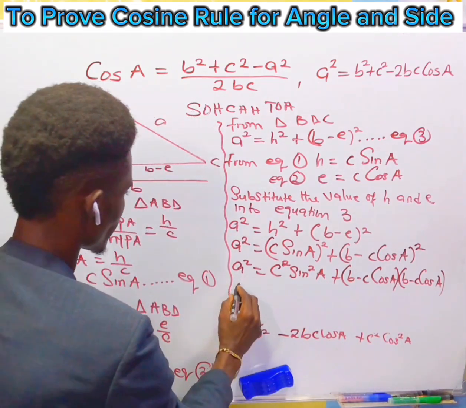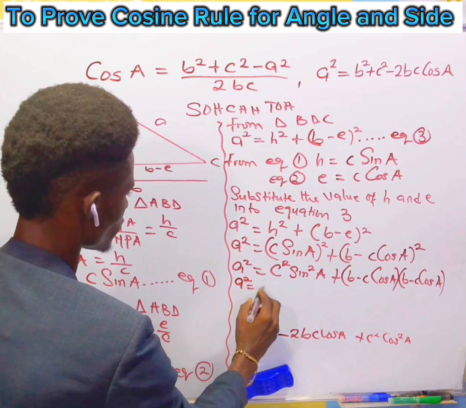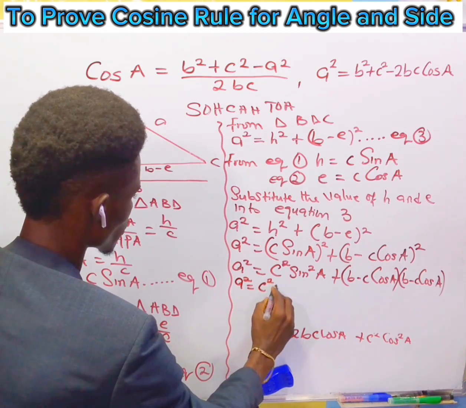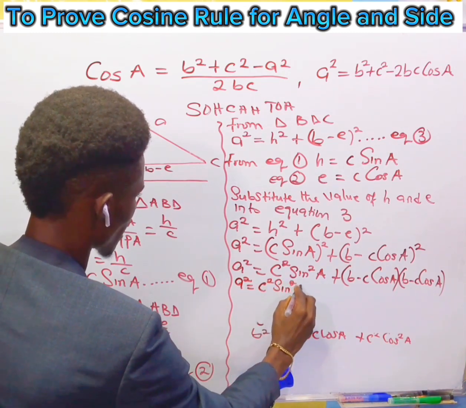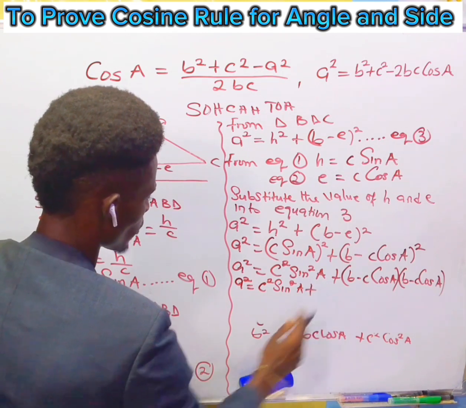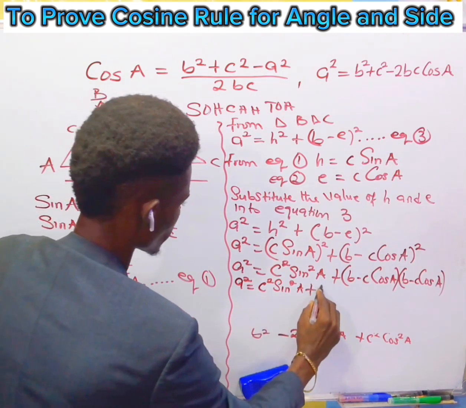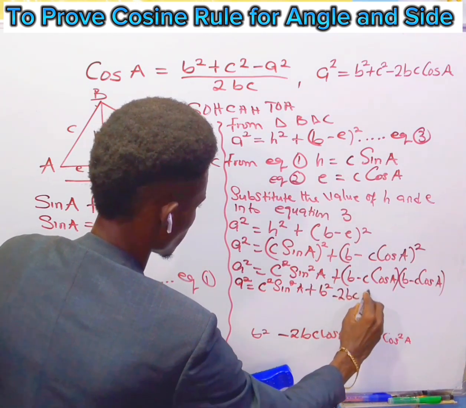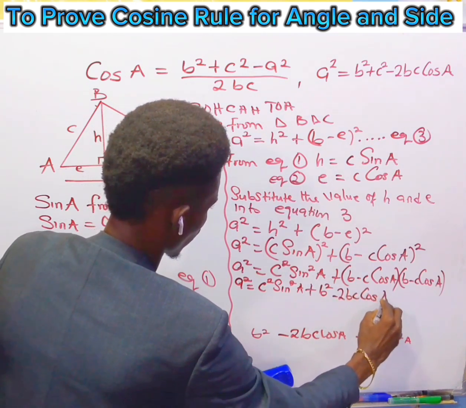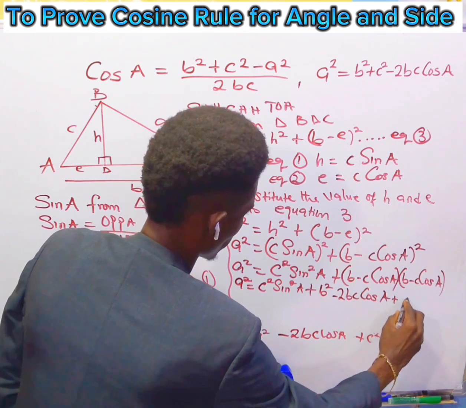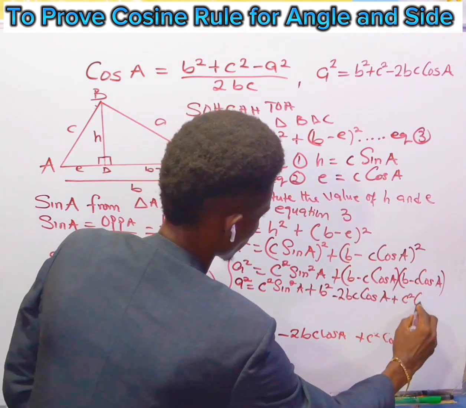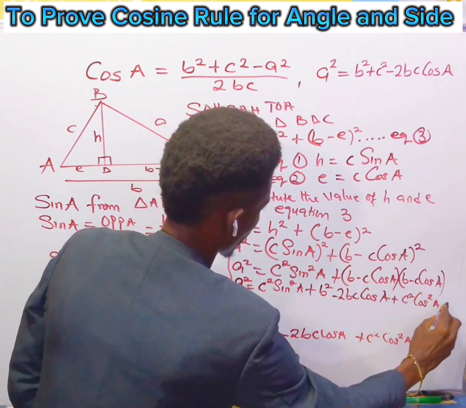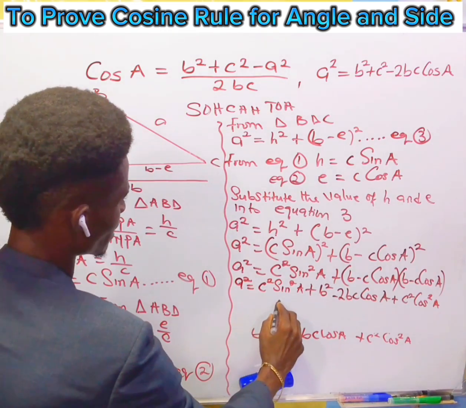Which means we'll have a² equal to c² sin² A plus b² minus 2bc cos A plus c² cos² A. Now collect like terms.